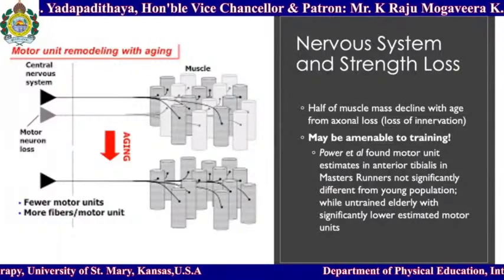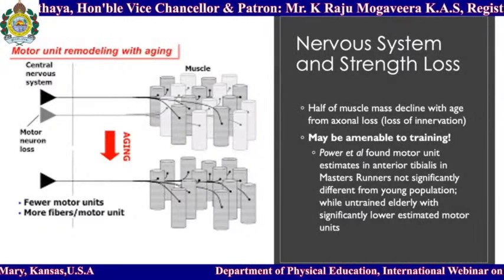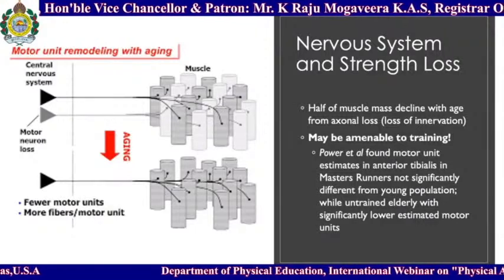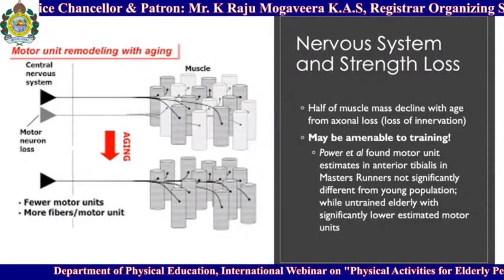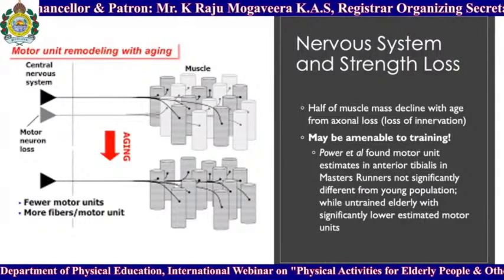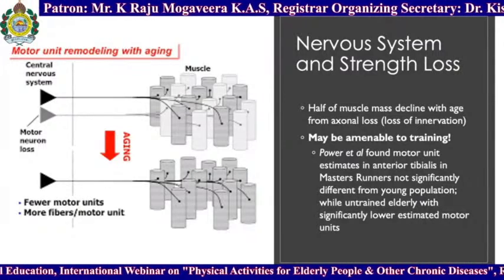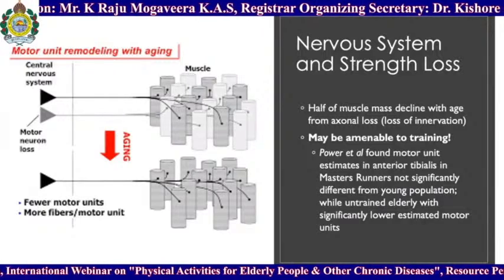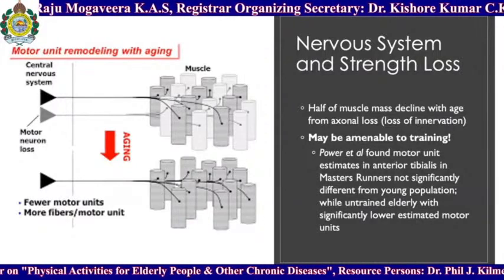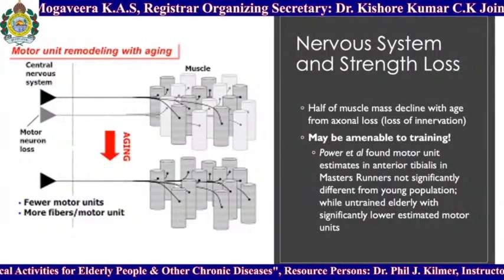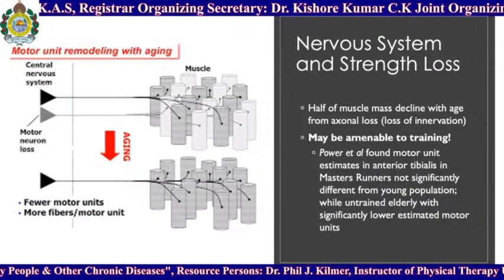One last note about the nervous system is that half of muscle mass decline with age is actually from, again, that loss of innervation that we talked about. So we talked about some of those type 2 muscle fibers being denervated and then re-innervated by those type 1 muscle fibers. Well, also we have some that are just not re-innervated at all. So we have fewer motor units that are actually controlling more fibers. Some of those that used to be multiple motor units innervating these fibers, we actually have fewer total motor units doing more fibers and being actually less efficient with it.